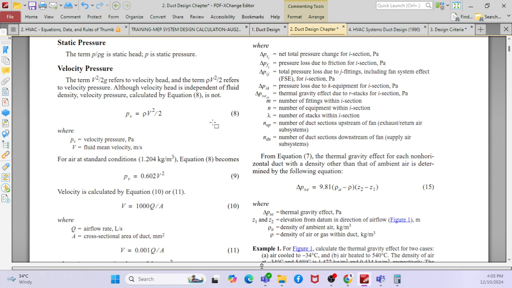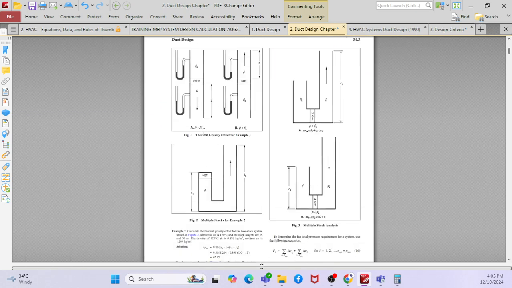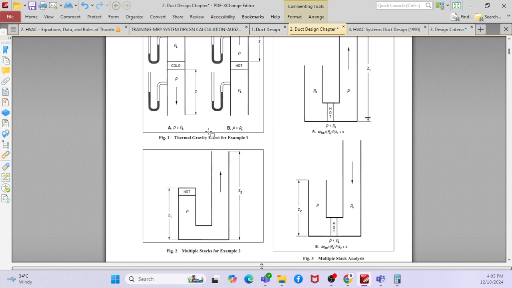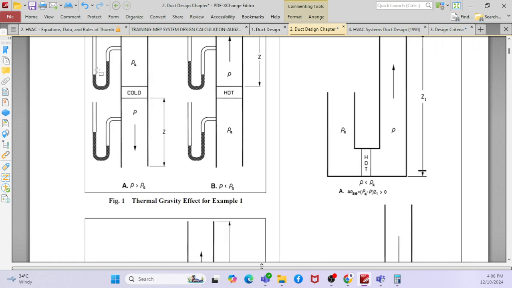Okay, so that is the velocity pressure you are going to calculate. By using that equation you can calculate it. Now, you might have seen the manometer example to get the value of the pressure drop for the straight duct. This value you can measure in Pascal, the difference between the fluid levels.